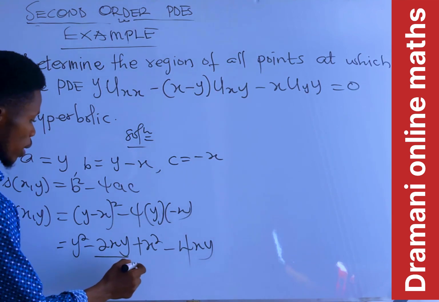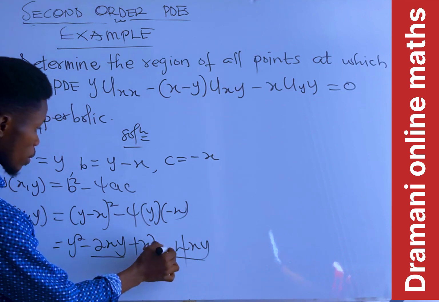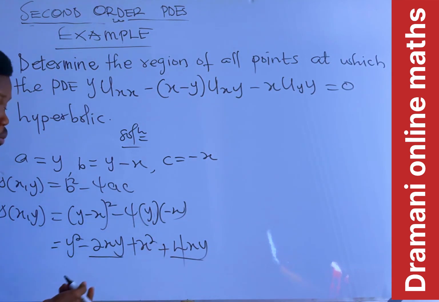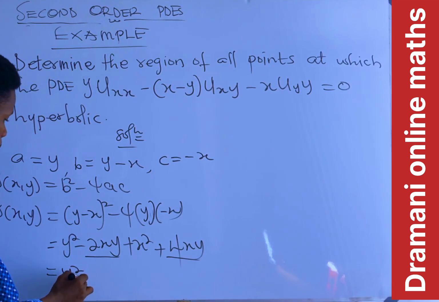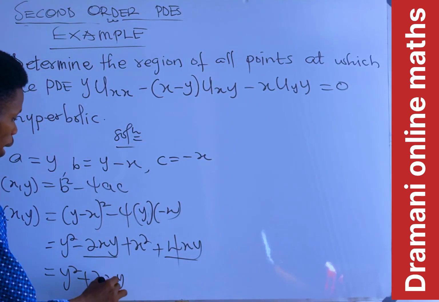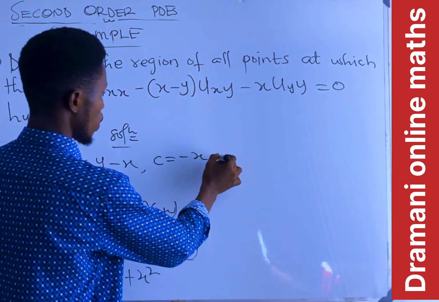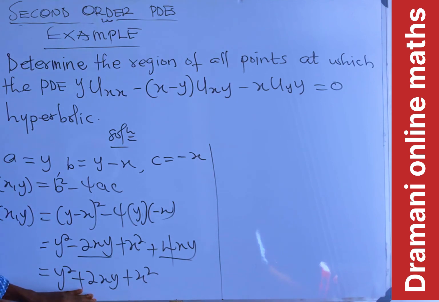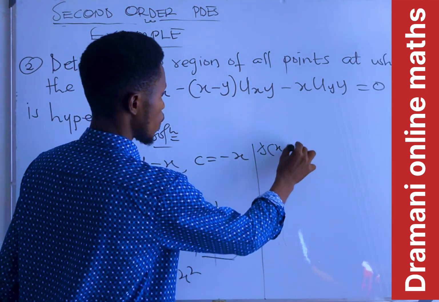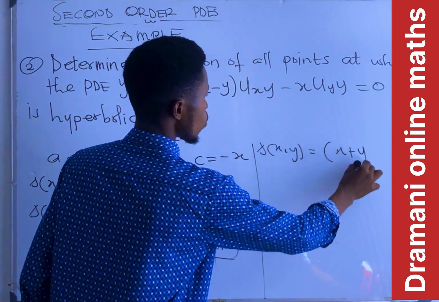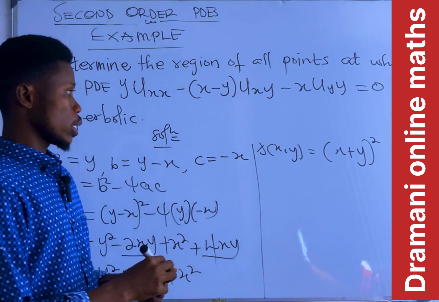So this negative 2xy and the negative 2x, I mean 4, this becomes positive, right? Negative times negative gives you positive. So if I subtract this from this, you are going to have y squared plus 2xy plus x squared. So this is what you're going to have. I can write this as a perfect square: x plus y all squared. If you factorize it, this is what you get. It's a perfect square.